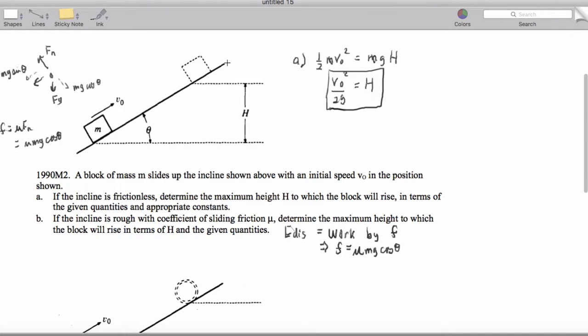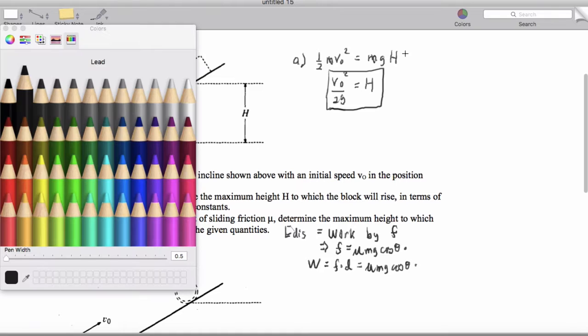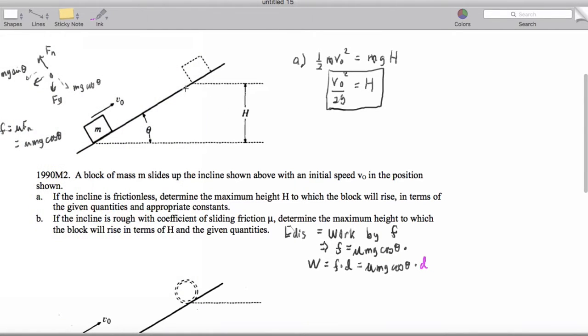Now, the distance up the inclined plane that this thing goes. So the work done by friction is going to be force times that distance up the inclined plane. And that's going to be mu mg cosine theta times the letter d. And I'm going to write that in a little bit of a different color, because I'm going to go over here and we're going to figure out what that actually is.